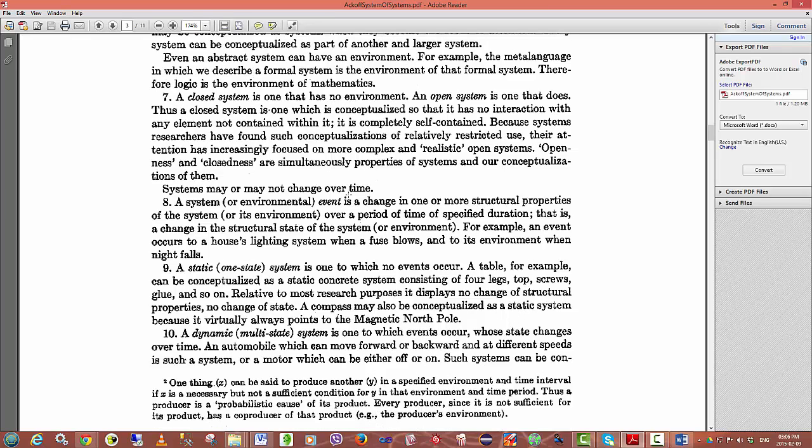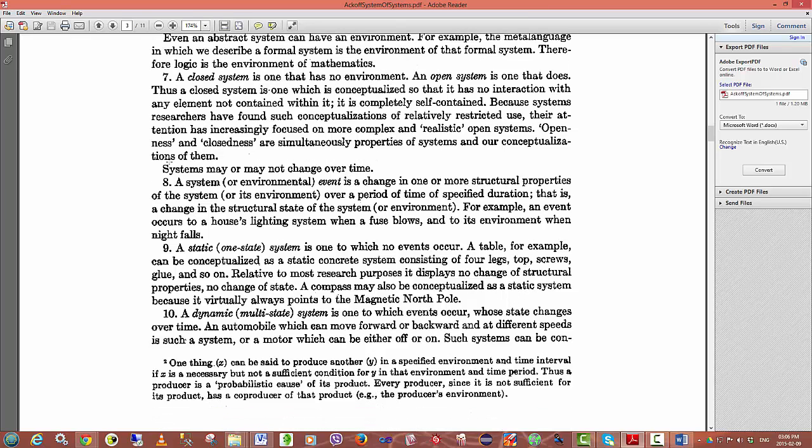Systems may or may not change over time. A system or environmental event is a change in one or more of the structural properties of the system or its environment over a period of time and specified duration. That is a change in the structural state of the system or its environment. For example, an event occurs to our house's lighting system when a fuse blows, and to its environment when night falls. So these are changes that the system could then respond to.